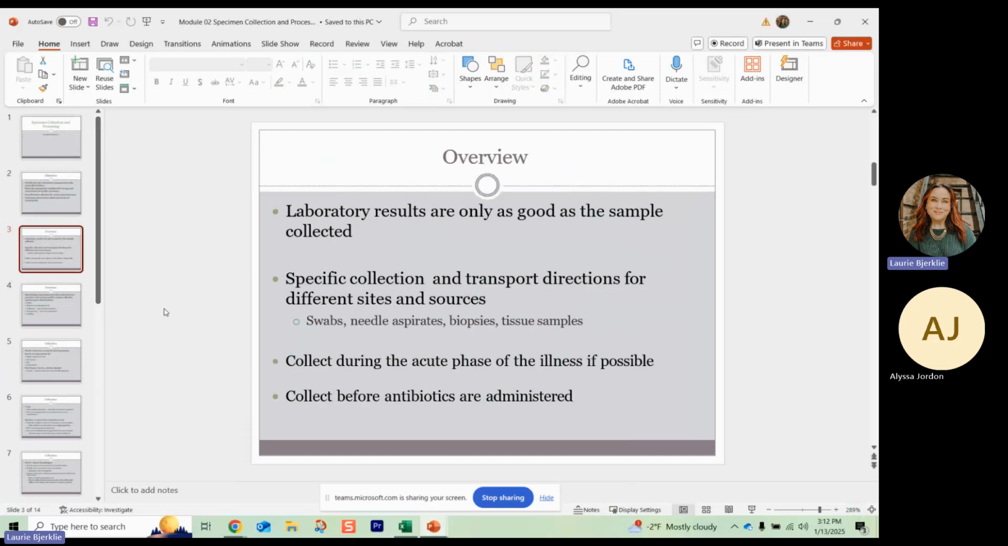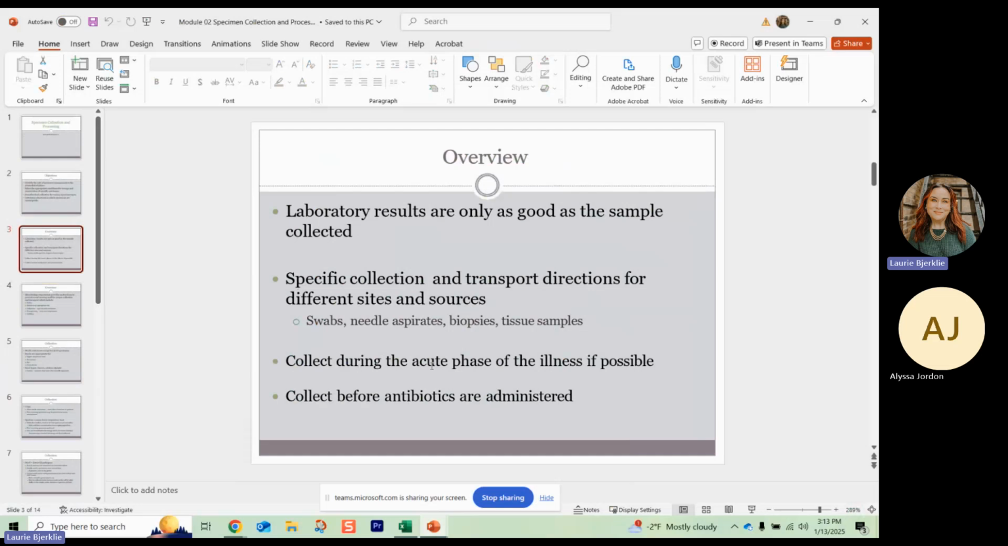Depends on the site, the source. Is it a wound? Is it an eye? Is it an ear? Is it cerebrospinal fluid? Is it urine? Is it a biopsy, a tissue sample? All are very different. They all have different collection directions and what they should be collected on. We have different types of swabs. Certain things should be collected on this type of swab, others should not. We have different containers that samples get put into. So all of that goes into the directions.